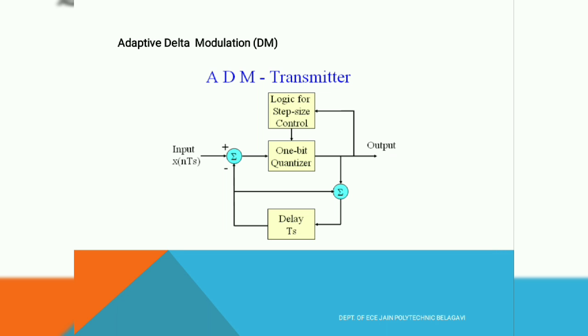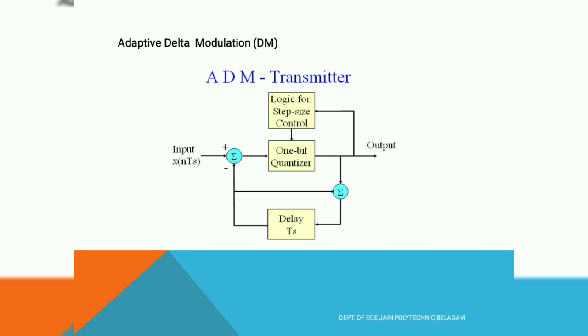This is the block diagram of the adaptive delta modulation. What does it consist of? It consists of a 1 bit quantizer. It is similar to delta modulation, just one block is added. At the output side you get a plus delta or a minus delta signal. In order to avoid granular noise and slope overload distortion, you use the logic for step size control. This logic adjusts the step sizes.